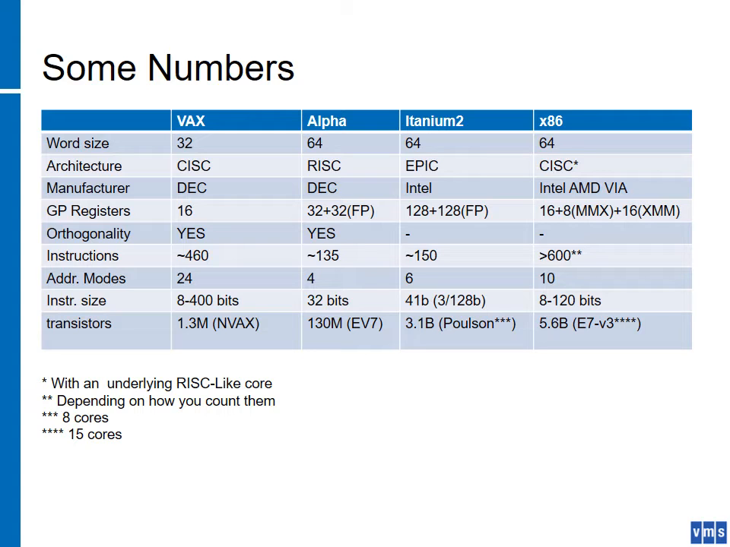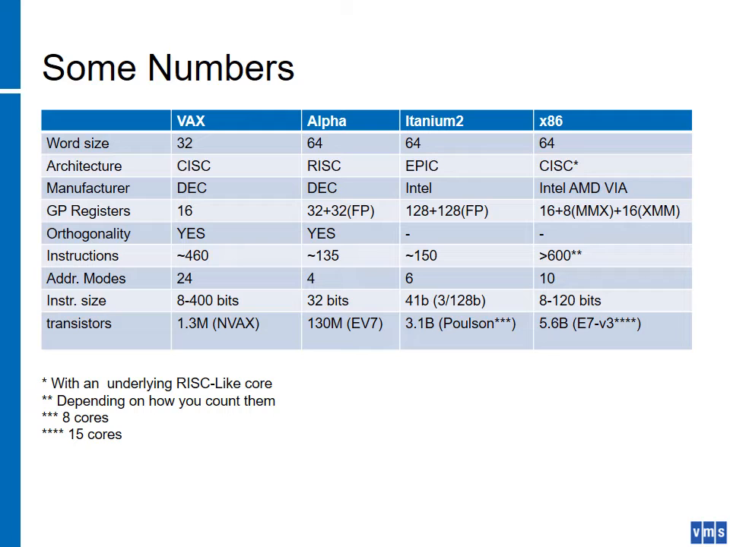The architecture. The VAX was a complex instruction set architecture with a lot of different instructions, about 460, a lot of addressing modes, about 24, and variable length instructions. And the Alpha was a typical RISC processor with far fewer instructions, about 135, a very limited set of addressing modes, about 4 if you count them liberally, and a fixed instruction size of 32 bits.